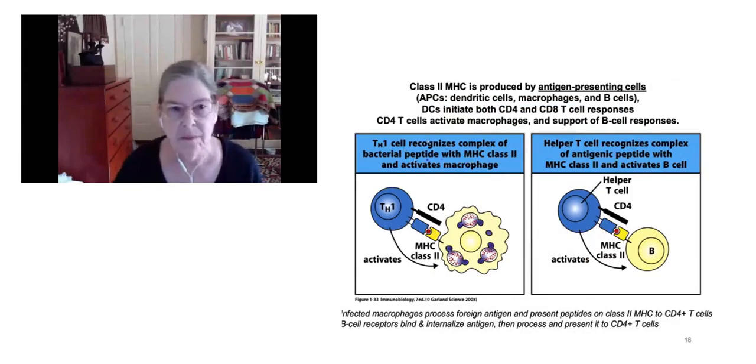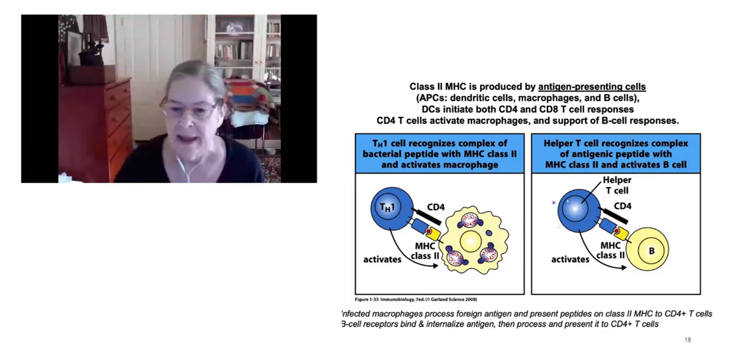And meanwhile, the CD4 T cells can do two different things. One, they can bind to antigen that is bound to class 2 MHC. And again, it can interact with that cell by giving cytokines to it and having other interactions that activate the macrophage, for instance, to upregulate its digestive processes.